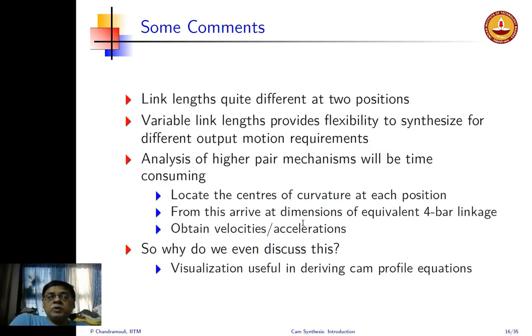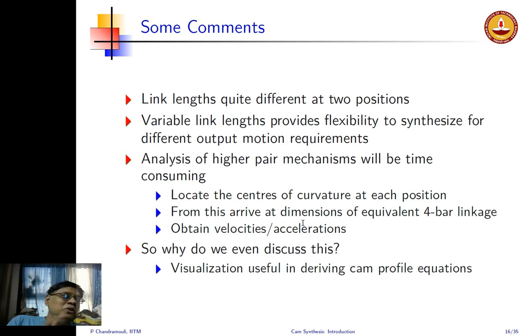So, some comments before I close. The first thing to look at is that the link lengths are quite different at the two positions of the equivalent linkage. But keep in mind, one of the great advantages, or the flexibility, of the cam follower comes from the fact that these link lengths are variable. This provides us flexibility to synthesize cams for different output motion requirements.